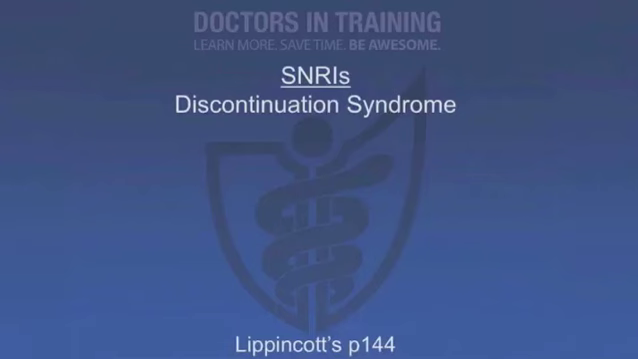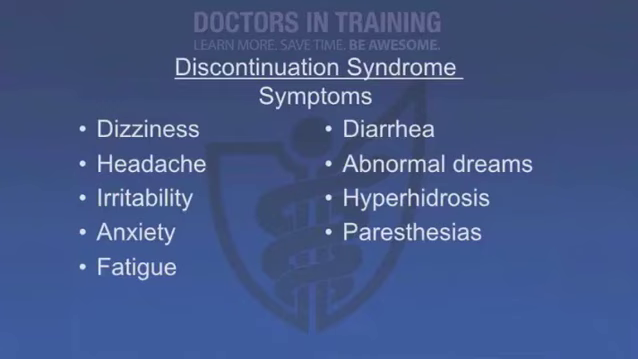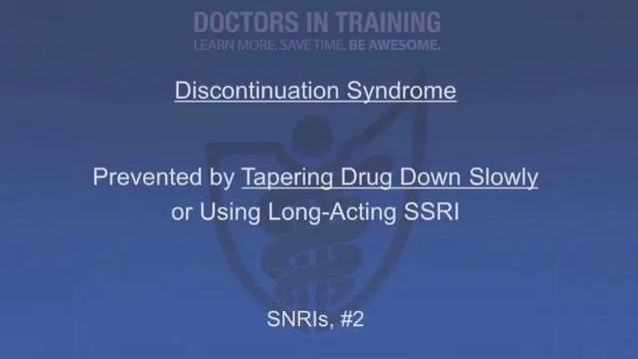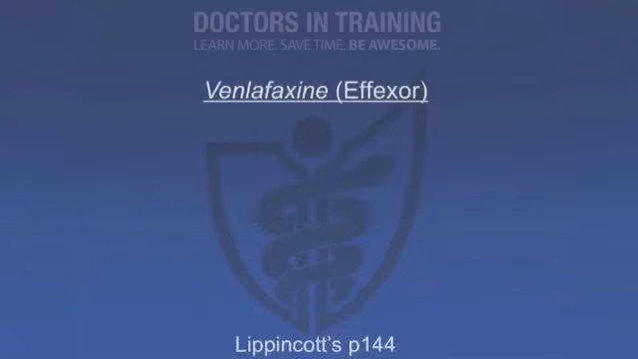SNRIs may precipitate a discontinuation syndrome if they are abruptly stopped. If this happens, patients will report symptoms of dizziness, headache, irritability, anxiety, fatigue, diarrhea, abnormal dreams, hyperhidrosis, and paresthesias. Many former users of SNRIs who experience discontinuation syndrome describe it as intolerable. The discontinuation syndrome may be mitigated or prevented by tapering the drug down slowly or by using a long-acting SSRI such as fluoxetine.